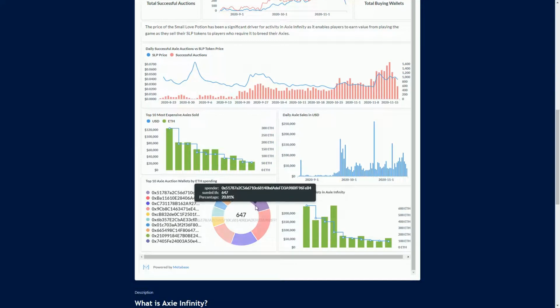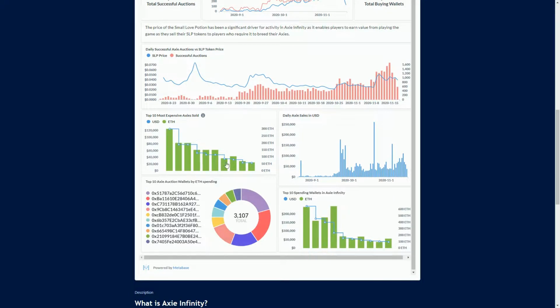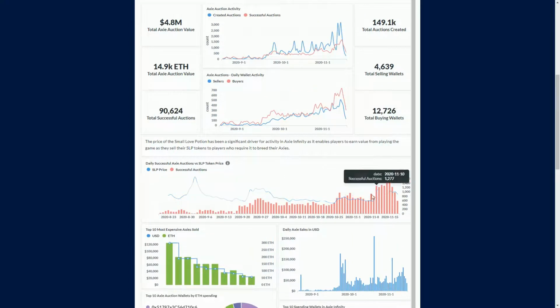So this is looking at wallets. The richest wallet has spent $250,000 on Axie Infinity Axies. That really shows the level of growth that we're seeing in the game. We're seeing that in the off-chain data, which we have to rely on Axie Infinity to be truthful about. No reason for them to lie, I don't think. But we can always look at the on-chain data and get a better idea of what's going on. And it is pretty clear.